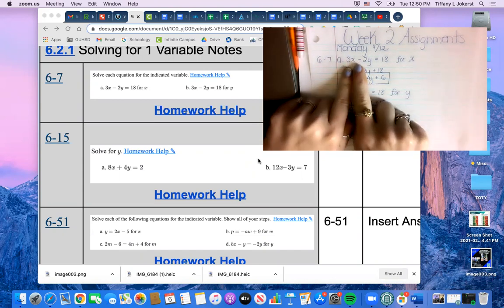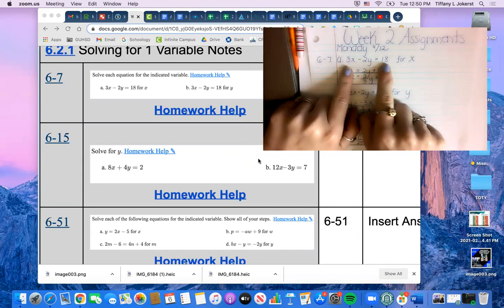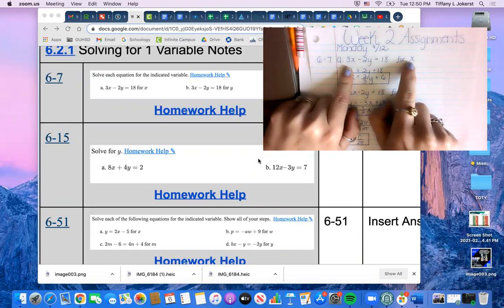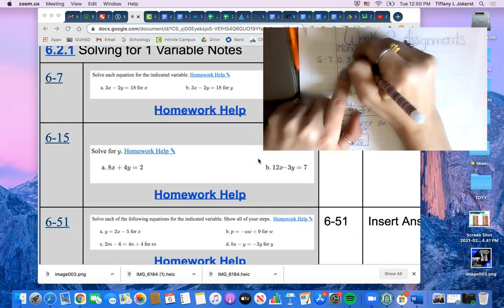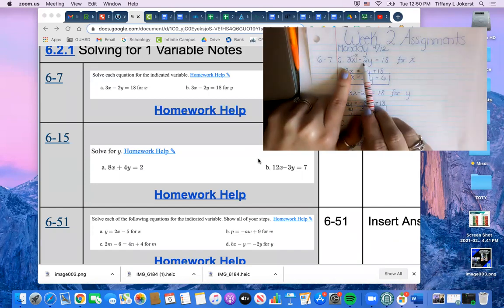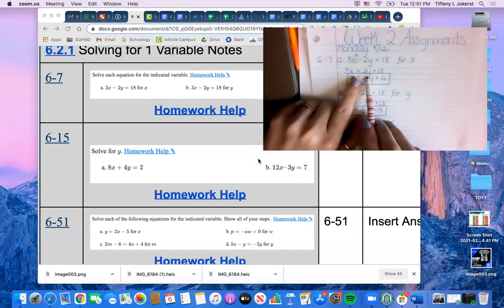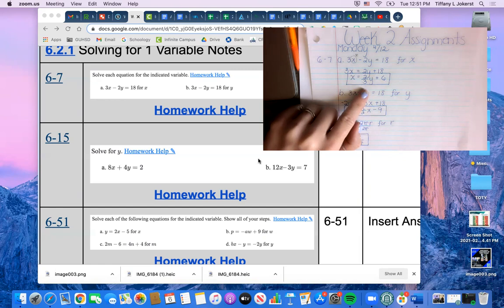So in this one, it gives you the equation 3x minus 2y is equal to 18, and we're going to solve for x. So this right here is what we're solving for. Well, to get it all alone, I'm first going to add the 2y to the other side. Then I have 3x is equal to 2y plus 18, so I'm going to divide by 3. When I divide each one by 3, I get 2/3 here. That doesn't reduce, but 18 divided by 3 actually reduces to 6. So that is your final answer for that one.